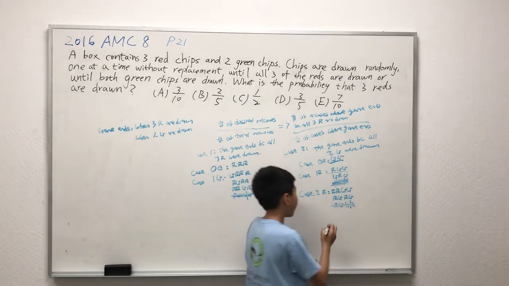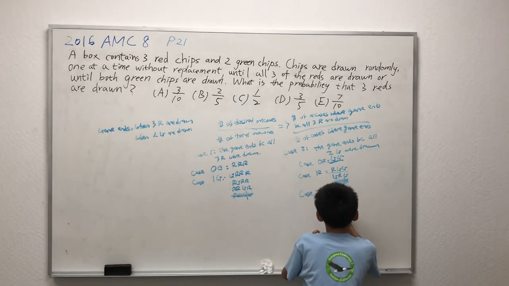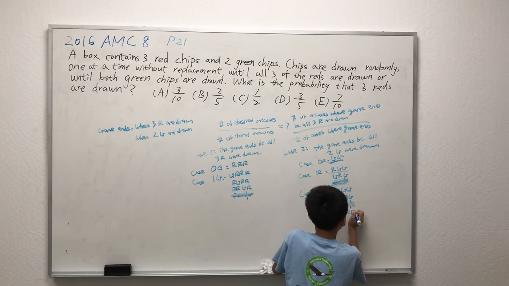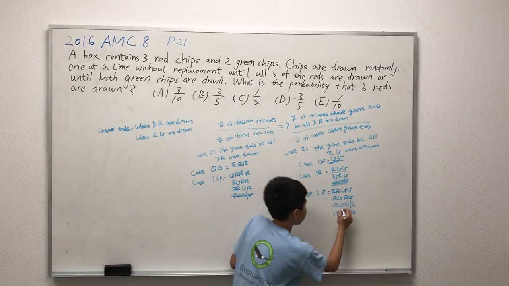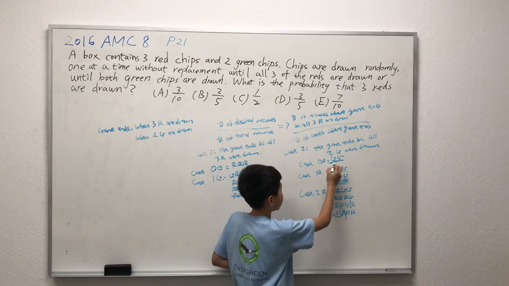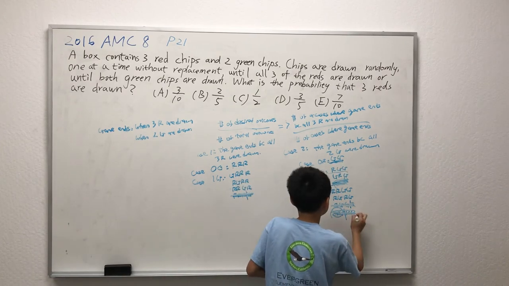Now, let's do the cases where the list starts with green. Green, green, red, red. Oh, this is a repeat. The game should have ended right here, because there are two greens. It's a repeat of this case. So this case is invalid.